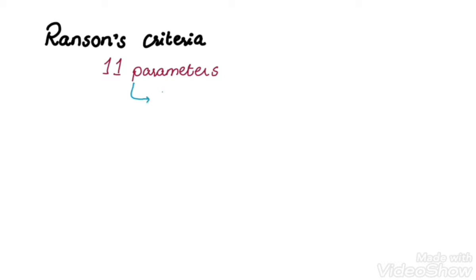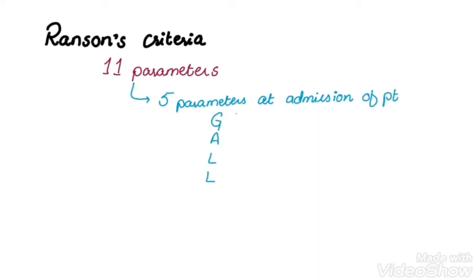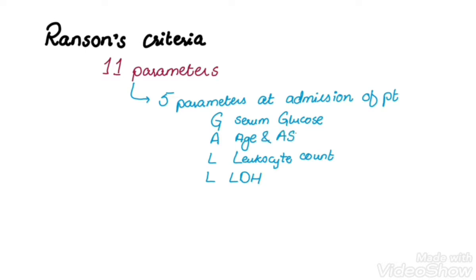According to Ranson's criteria, we measure 11 parameters of the patient. Out of these 11 parameters, 5 parameters are measured at the time the patient is admitted at the hospital. These 5 include serum glucose, age of the patient, leukocyte count, LDH levels, and AST levels of the patient. These can be remembered through a mnemonic.